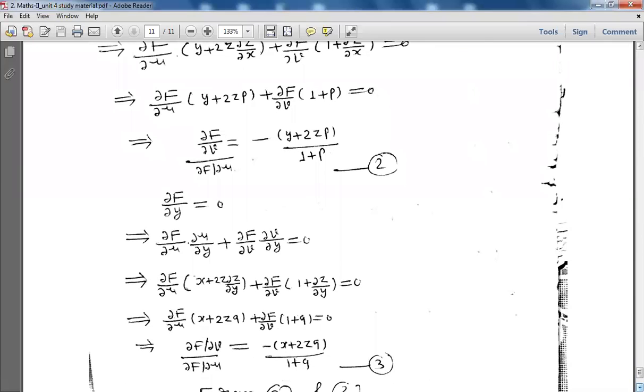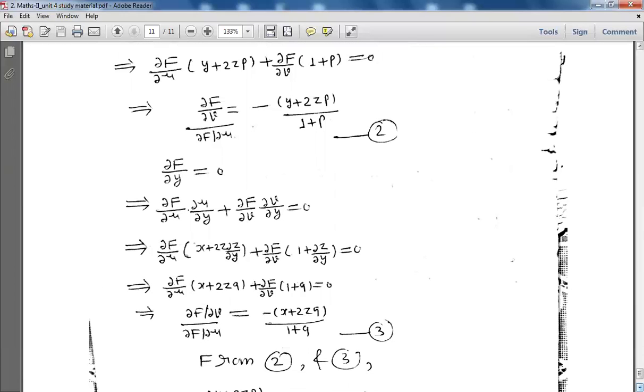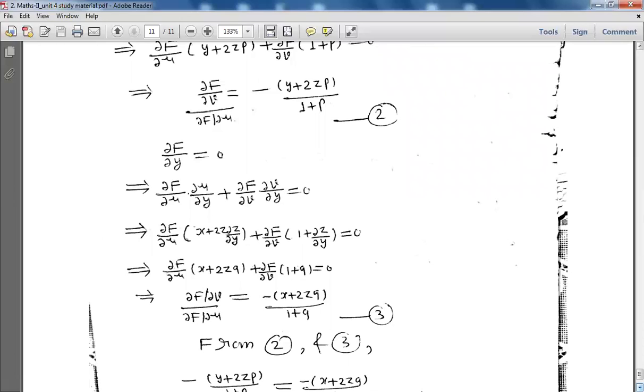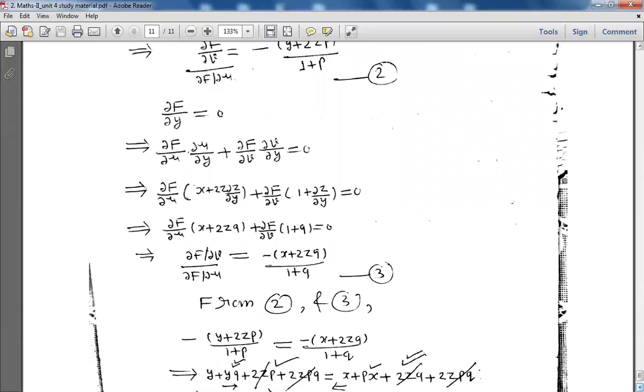Similarly, we shall take ∂f/∂y = 0, where y is the parameter, and ∂f/∂y is the total differential coefficient. So use the concept of total differential coefficient. The result is ∂f/∂u · ∂u/∂y + ∂f/∂v · ∂v/∂y = 0. Use partial derivatives of u and v with respect to y and substitute in the particular place to get equation number 3: ∂f/∂v upon ∂f/∂u equal to −(x + 2z) upon 1.